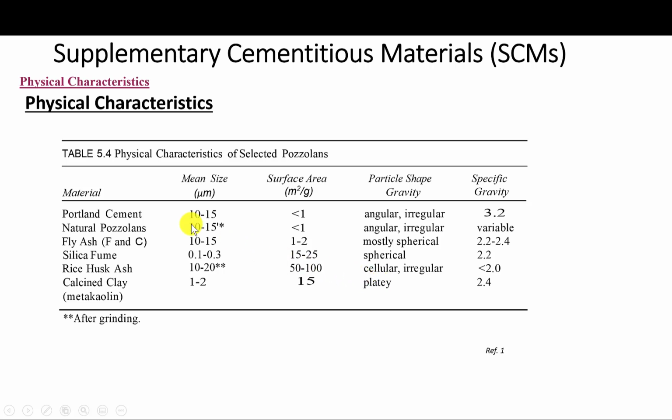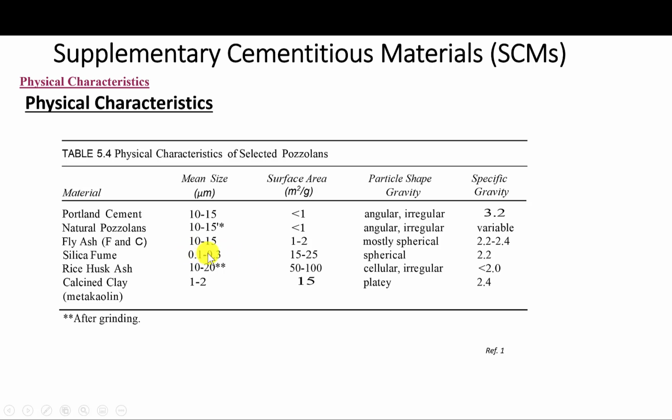This table shows a comparison, with Portland cement as a reference. We have a mean particle size of 10 to 15 microns, and a surface area of less than 1 square meter per gram, and also less than 1 for the natural pozzolans. Shape is again angular and irregular, similar. The Class F fly ash is comparable to cement. Surface area is higher, and the spherical shape helps workability. Specific gravity is less than cement.